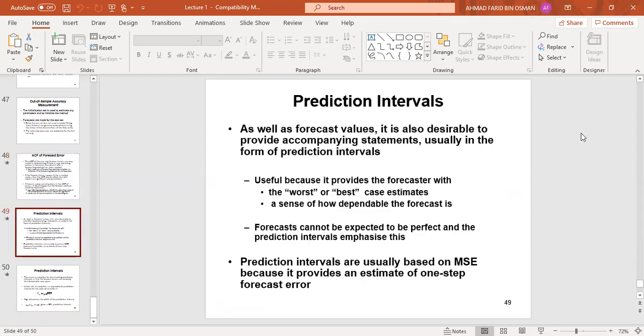And then prediction intervals. As well as a forecast value, it is also desirable to provide an accompanying statement, usually in the form of prediction intervals. It is useful because it provides the forecaster with a worst or best case estimate, and a sense of how dependable the forecast is. Forecasts cannot be expected to be perfect, and the prediction interval emphasizes this. Prediction intervals are usually based on the mean squared error because it provides an estimate of the one step forecast error.